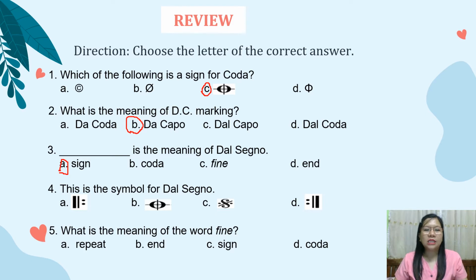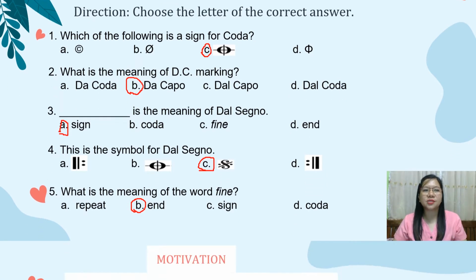Number 4. This is the symbol for dolce nino. If your answer is letter C, you are correct. Number 5. What is the meaning of the word fine? If your answer is letter B, you are correct. I hope you can get all the correct answers.